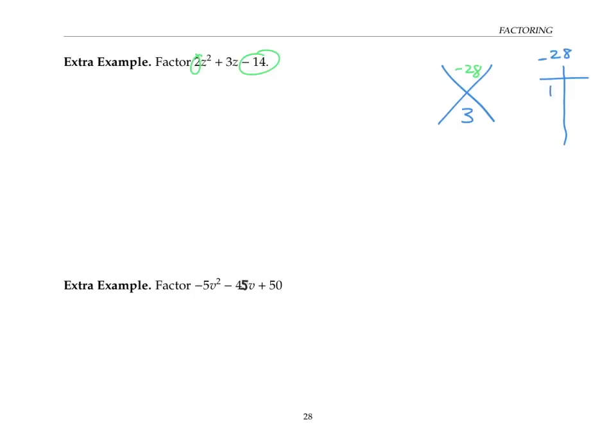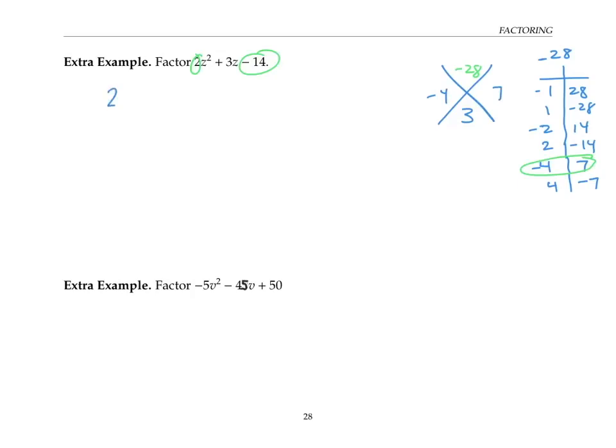So, let's see, 1 and negative 28, or negative 1 and 28, those don't work. Let's see, negative 2 and 14, or 2 and negative 14, those don't work. Hey, I just noticed the positive number had better be bigger than the negative number so that they add to a positive number. Let's see what comes next. How about negative 4 times 7, or 4 times negative 7? I think negative 4 times 7 will work. So I'll write those here, negative 4, 7.